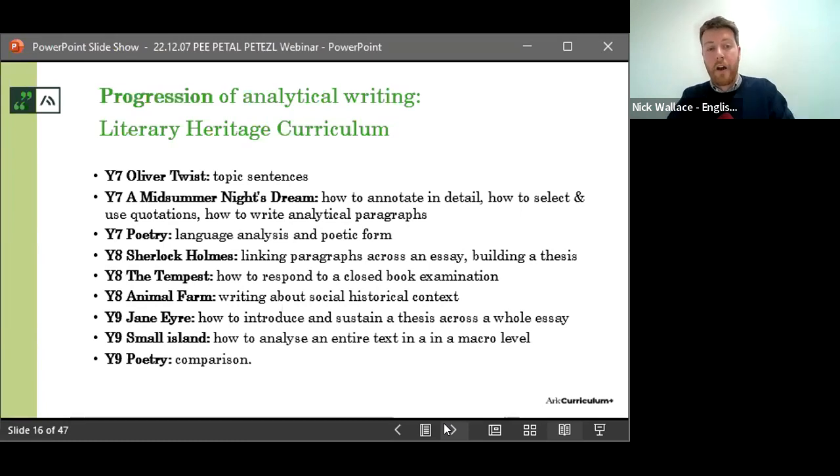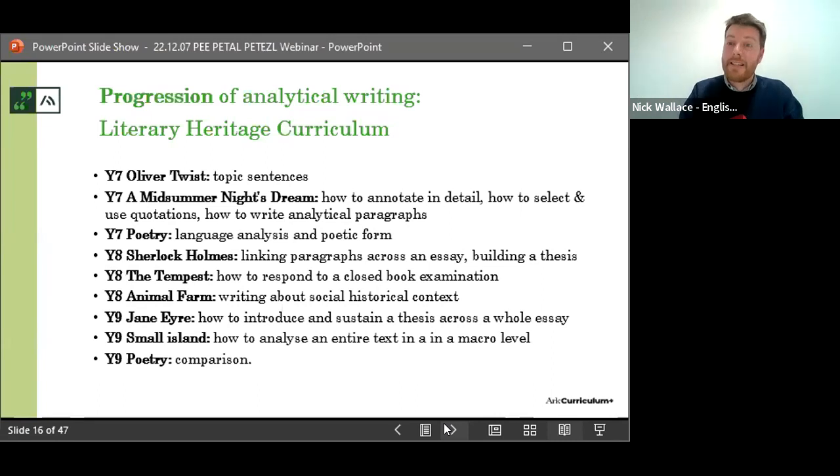In Year 9, students are beginning to become more mature in their analysis. So we'll look at how to introduce and sustain a thesis across the whole essay. With Small Island, we'll look at how to analyse a text at a macro level, including different cultural and critical interpretations of a text. And that final unit we'll embark on before GCSE will involve critical comparisons between texts that don't just involve ping-ponging between poems.